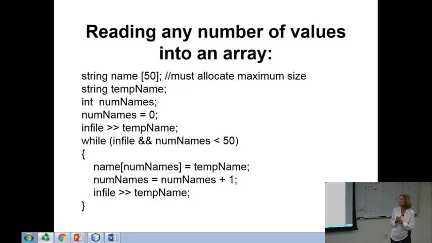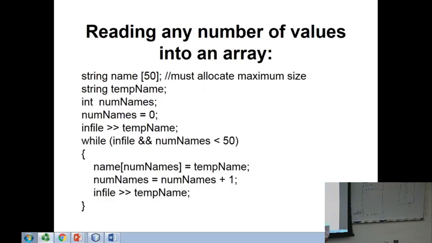Now in this particular example, we have a file that has a list of names. That list of names could be empty. It could be 30 names. It could be 100 names, okay? So in this example, I've allocated space for 50 names because that's the maximum size that I've decided for whatever reasons. I've declared a temporary variable that's a string that I'm going to read the name in from the file, and then I've created a counter called numNames, which I initialized to 0.